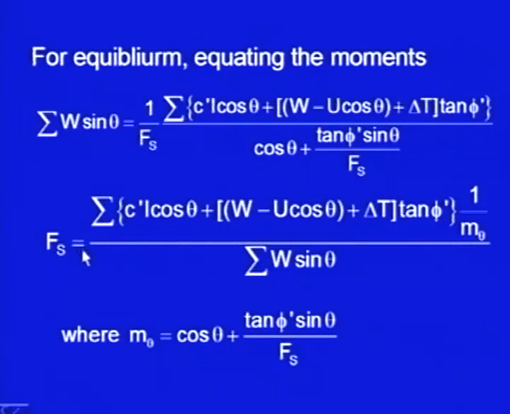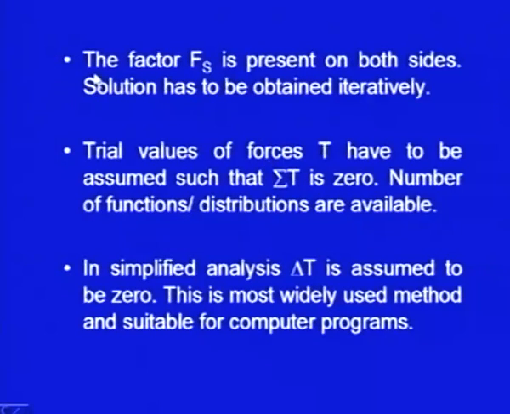In this expression we are getting F s here as well as in m theta, there is F s. So, the solution has to be found by trial and error, by adopting an iterative procedure. The factor F s is present on both sides, so the solution has to be obtained iteratively.